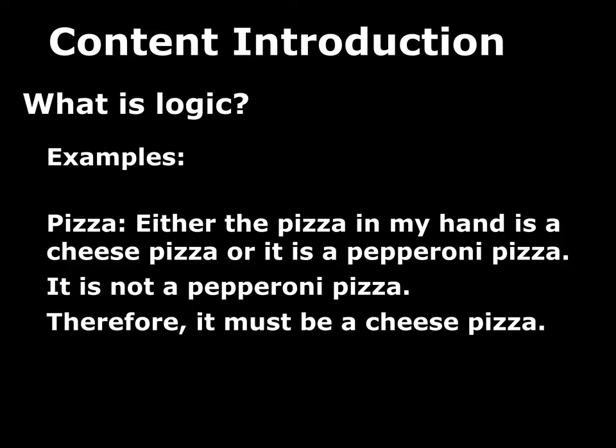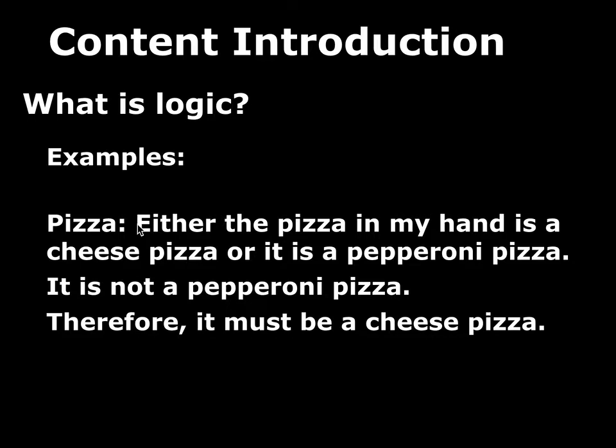Now, why did she not open the box? Because she knew it was a cheese pizza even without looking inside the box. How did she know that? Well, she knew that because she went through an episode of reasoning that's kind of like this, what I'll call the pizza argument. So there are two pieces of information that she started off with. The first one is she knew that the pizza in her hand, this is the second box she picked up, is either cheese pizza or pepperoni pizza.